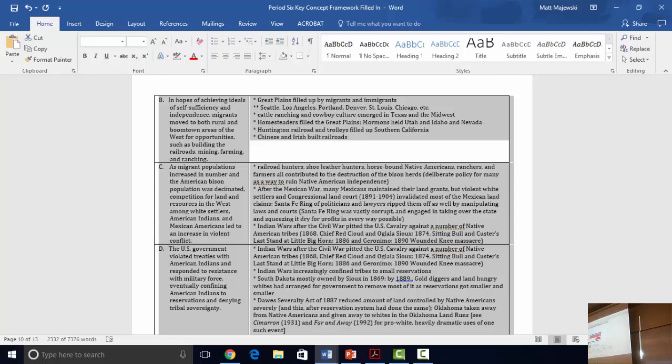Number 8, during and after the Civil War, movements of people like the ones described here were D, incentivized by the federal government. Homestead Act, right? Yes. The government's going to pass policies to actually encourage people to move west. And that's the Homestead Act that we're talking about. Number 9.